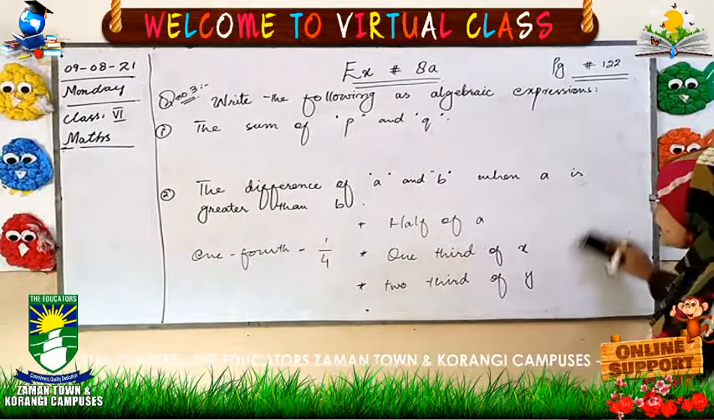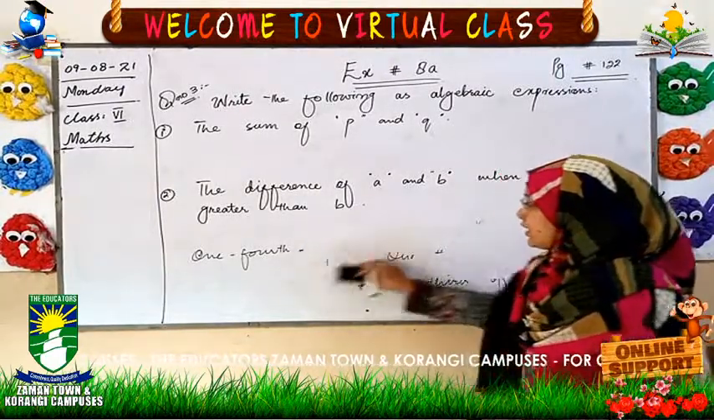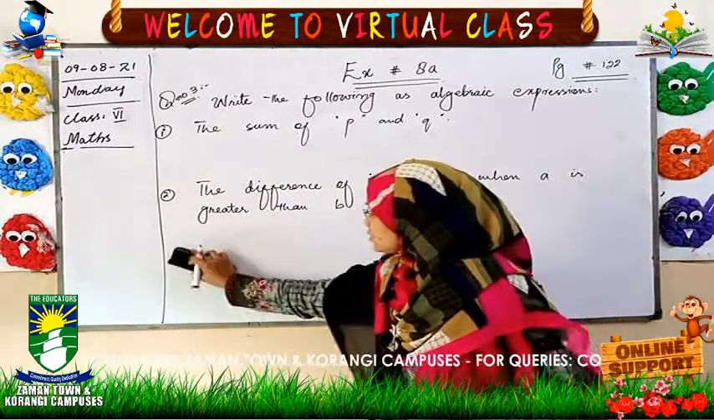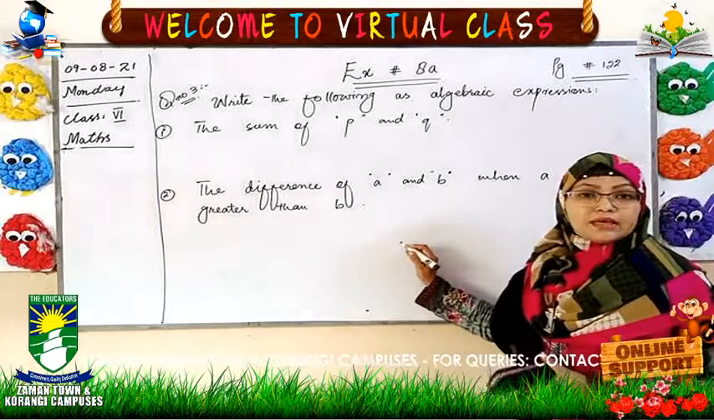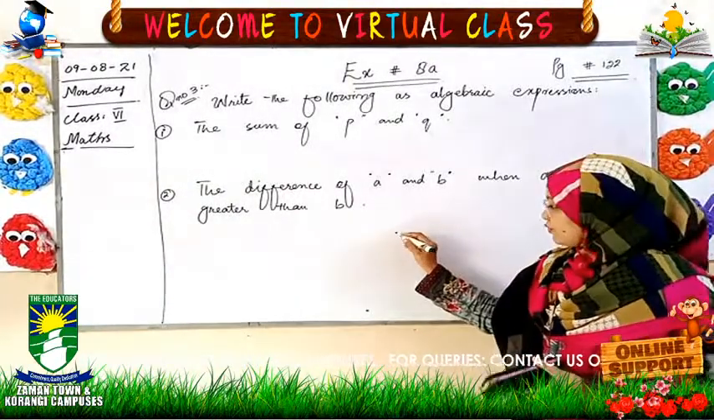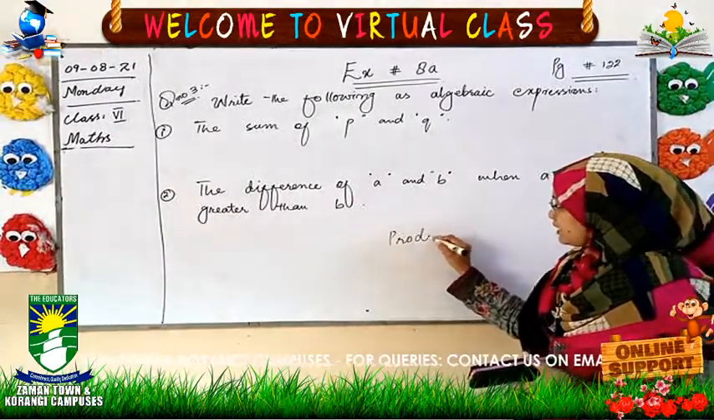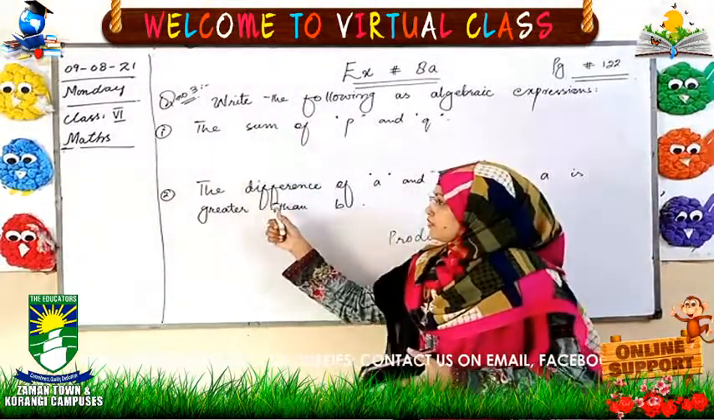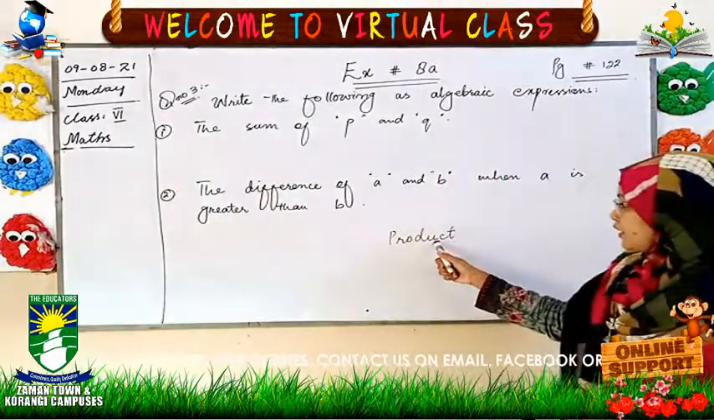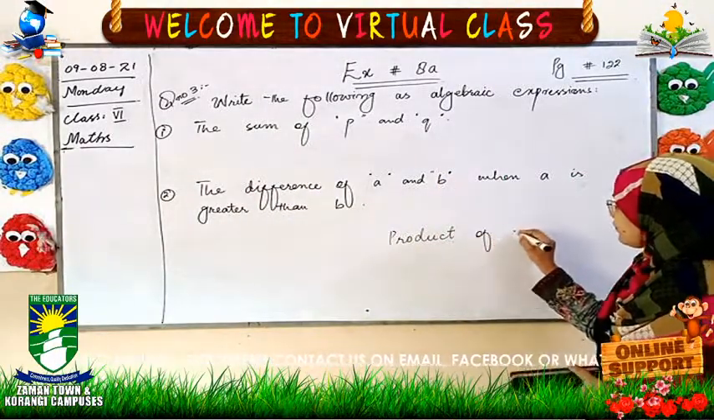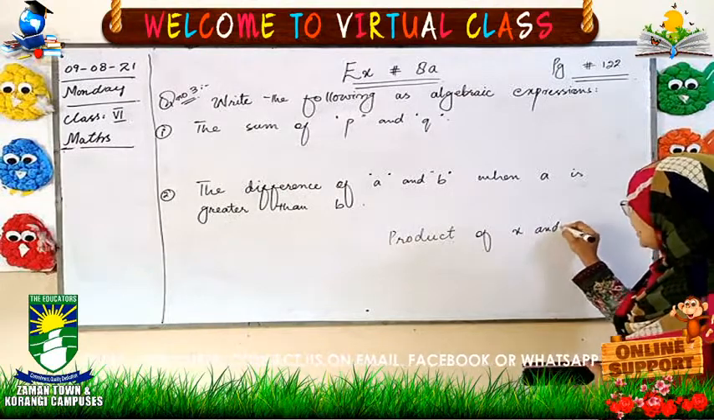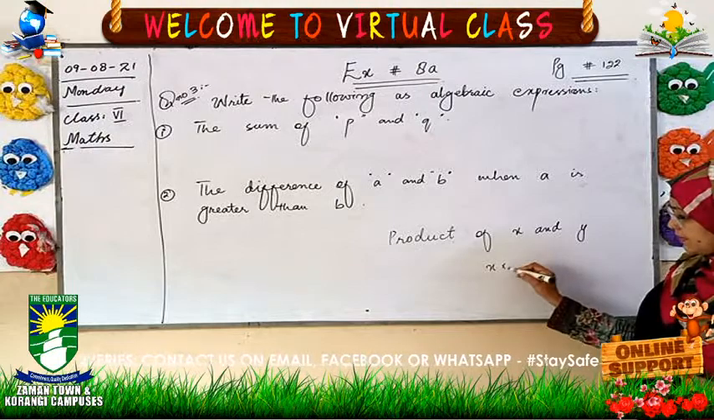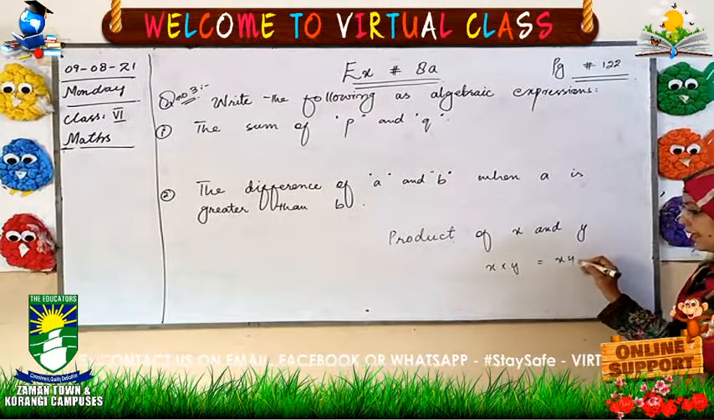As you have discussed, and one more thing, the last one you have is product. Product means what? As we discussed before, product means multiplication. Sum means plus sign, difference means minus sign, and product means, suppose product of x and y, it means you have to write x multiplied by y, which is equal to xy.